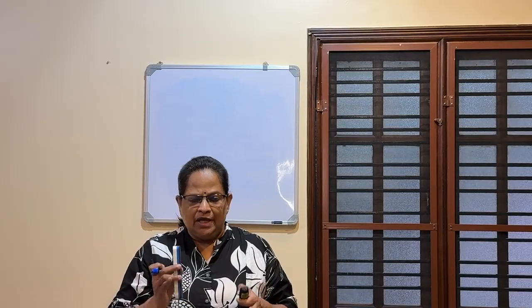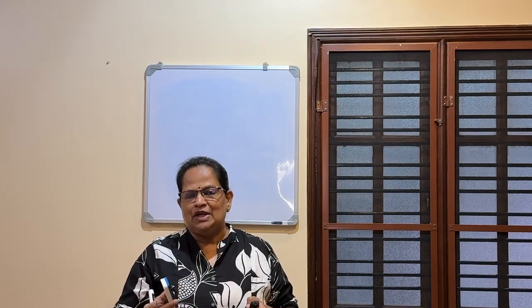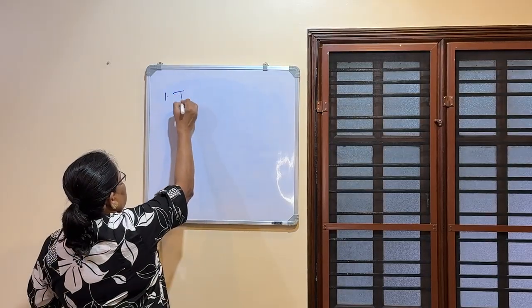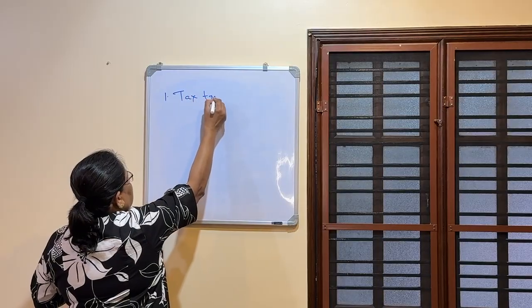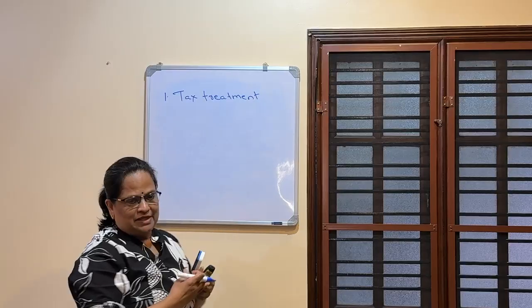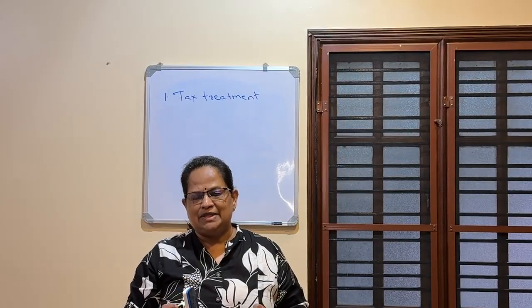First topic is need for differentiation between capital and revenue losses in income tax. Why we have to distinguish? If you are not distinguishing between capital loss and revenue loss, what will be the consequences? So first one is tax treatment. First point, income tax treatment itself. So capital losses can be set off only against capital gain.